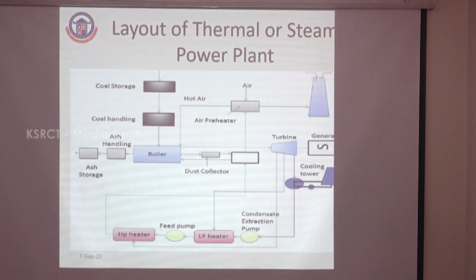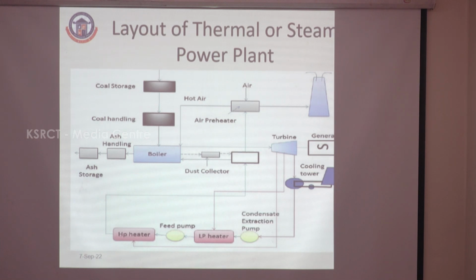Next, layout of the thermal or steam power plant. This is the layout of the thermal or steam power plant. The major components are coal handling system, boiler unit, ash handling unit, dust collector, turbine unit, air cleaner unit, steam generator unit, and cooling tower unit. So these are the major components of the steam or thermal power plant.